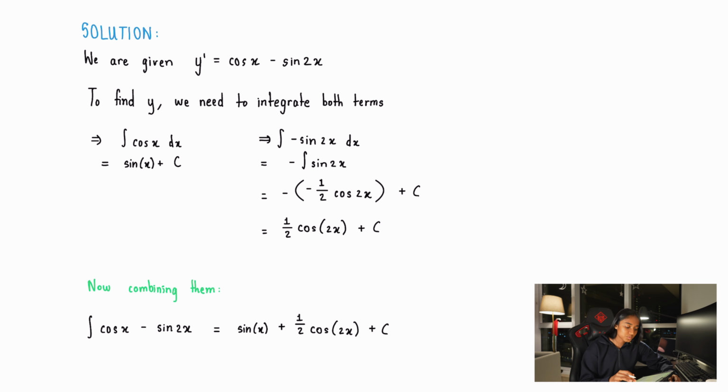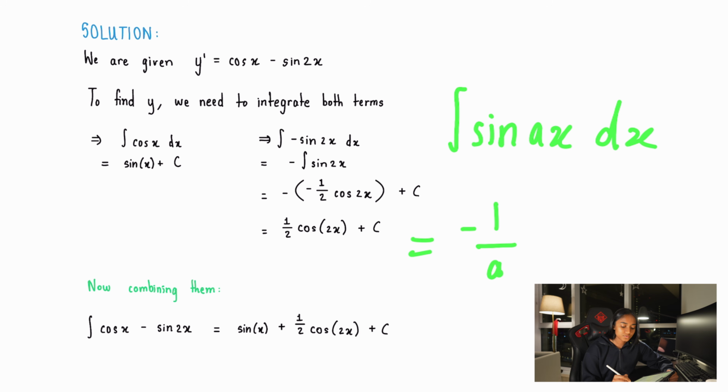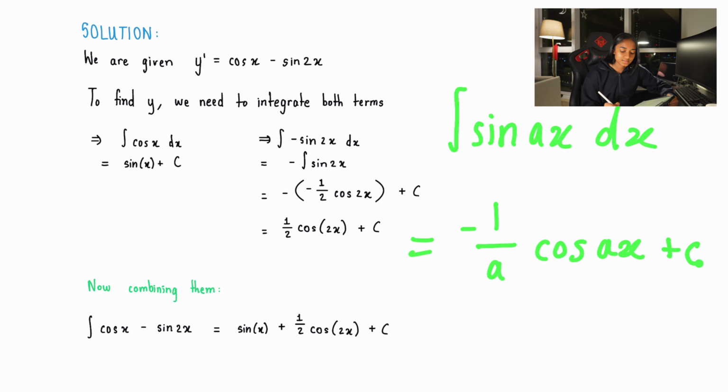To do that, we are going to split up the terms, integrate both of them separately and then join them. The integral of cos x dx is sine x plus c. To integrate the form sine ax dx, it is equal to minus 1 over a cos ax plus c, where c is just the constant of integration.